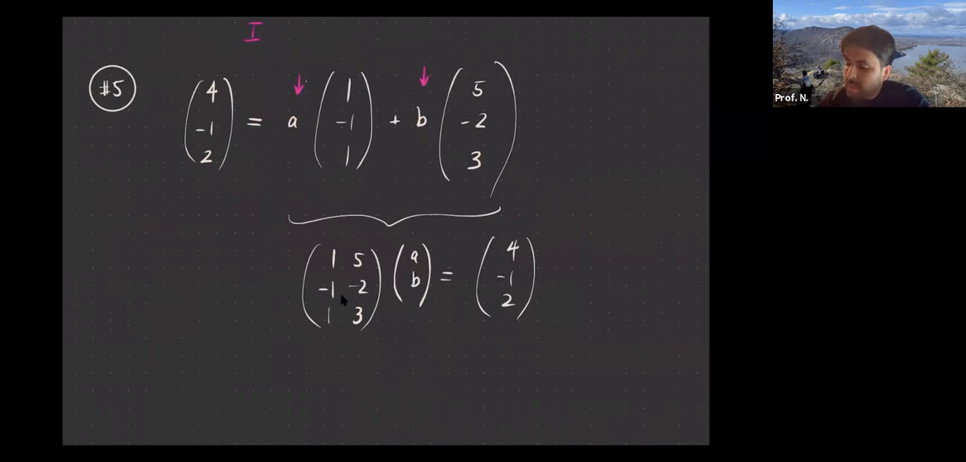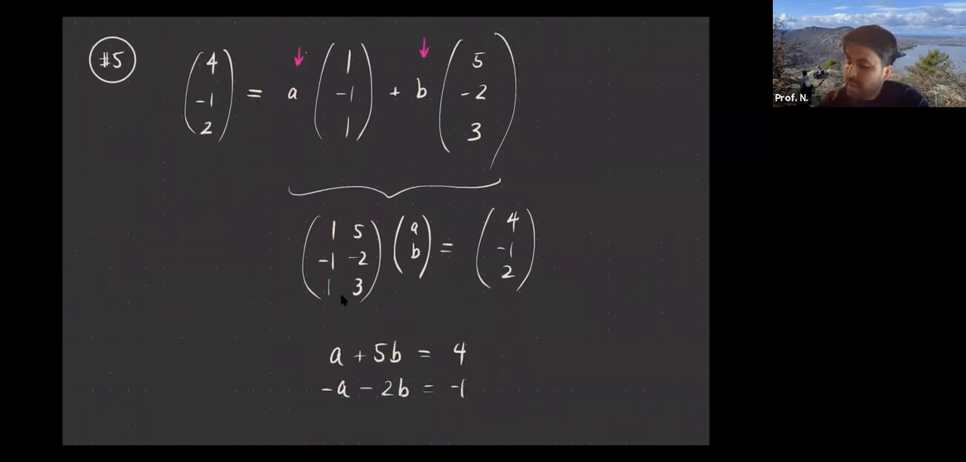And I can rewrite this as what? A plus 5B equals 4. I can write this as -A minus 2B equals -1. And I write this as A plus 3B equals 2. I have 3 equations, but I only have 2 unknowns. So I can use just 2 of these equations and I could figure out what A and B are.